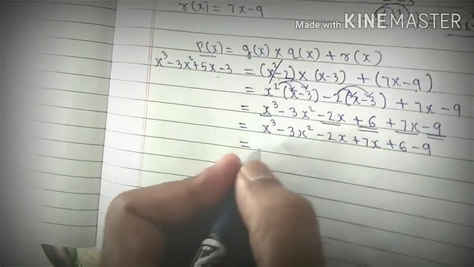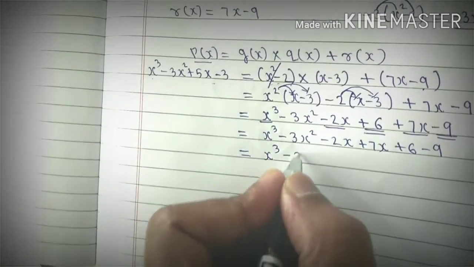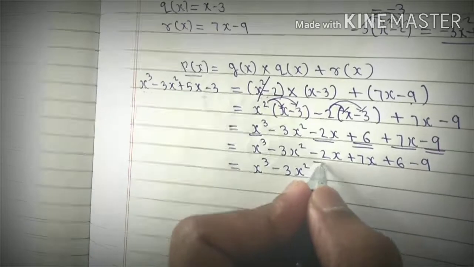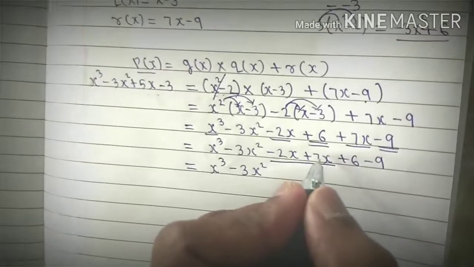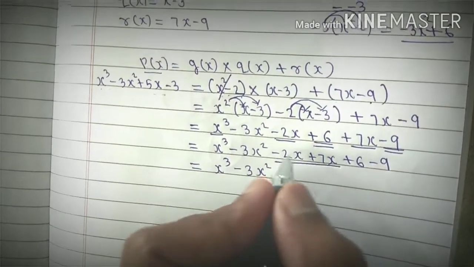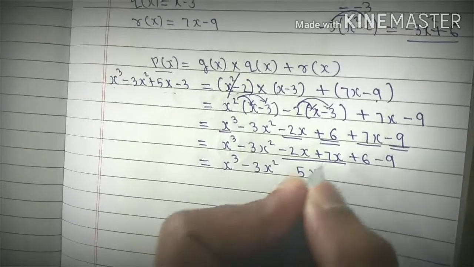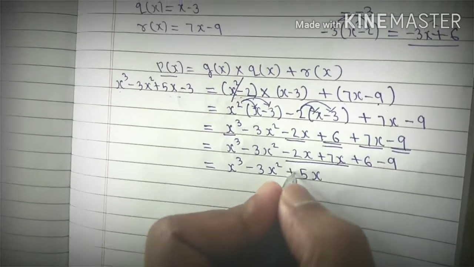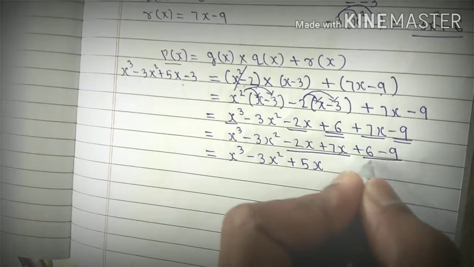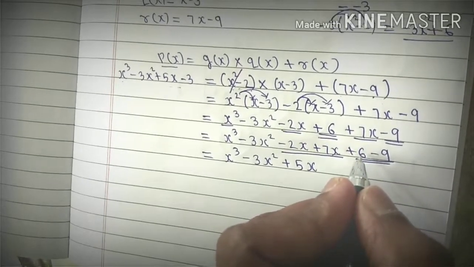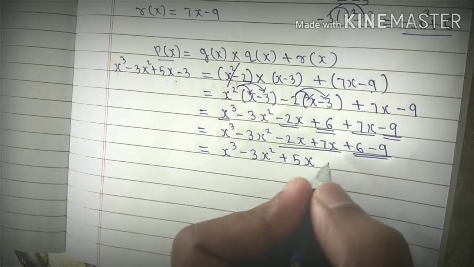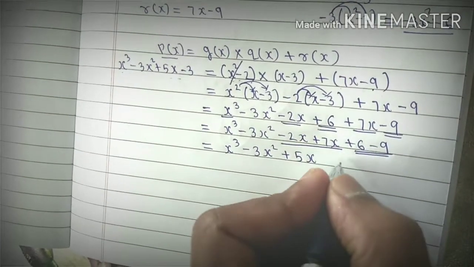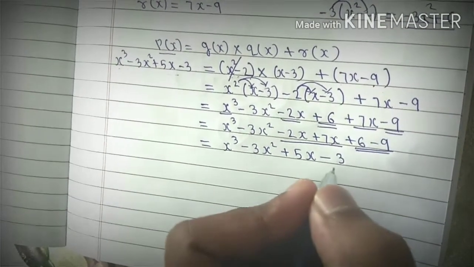So what I am getting over here is x cube minus 3x square. Club these like terms together. Minus into plus is minus. So 2 minus 7 is not possible, so 7 minus 2 is nothing but 5x, and the greater number is 7, so plus 5x. Now combine these like terms also, that is, these are constants. Plus 6 minus 9 is nothing but plus into minus is minus. So 9 minus 6, 3 minus 3.